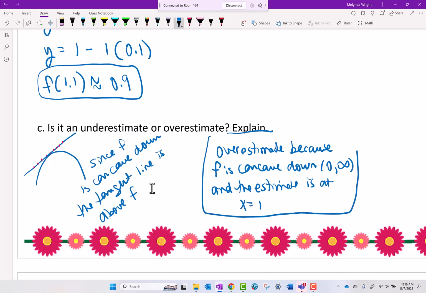Okay, that's why we can say, what if our estimate was at x equals -1? We wouldn't know anything about the concavity, right? We wouldn't be able to say whether it was an over or underestimate. Okay, you with me? Or we'd have to find out what the concavity was. So this interval includes where we're estimating. We're estimating at 1.1, and that is inside the interval of 0 to infinity, which is why we need to actually write that down. Okay, we need to really write that down.